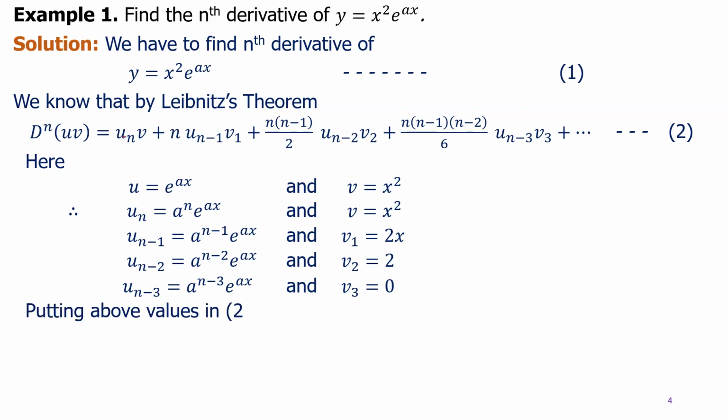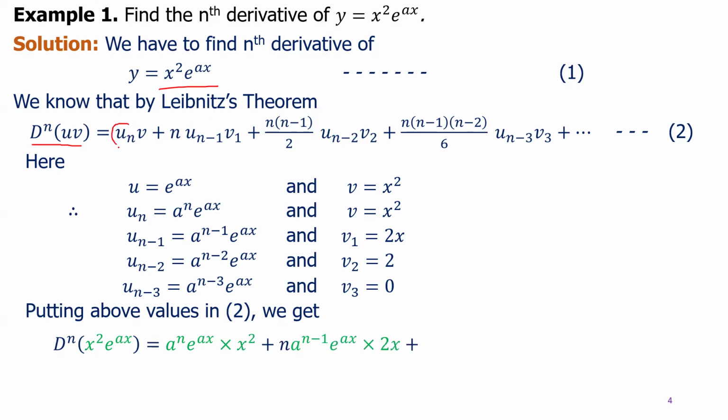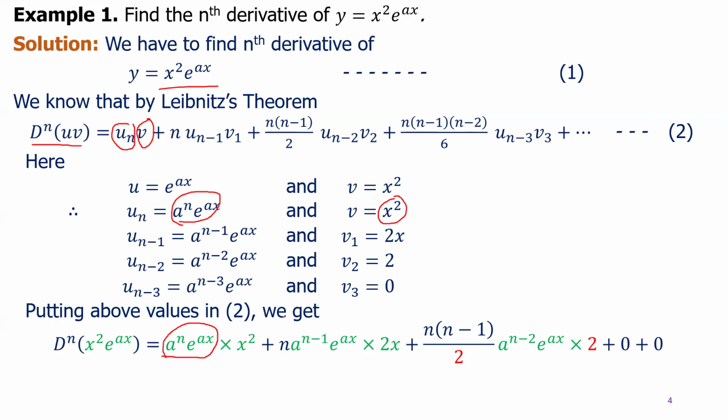Putting the above values in equation number 2, we get, first thing, the value of the nth derivative of uv, the nth derivative of x square e to the power ax, which is equal to, what is u_n? First term is u_n into v. So u_n is nothing but a to the power n into e to the power ax, and v is equal to x square. Just look here, a to the power n, e to the power ax, and into x square. First part is clear.